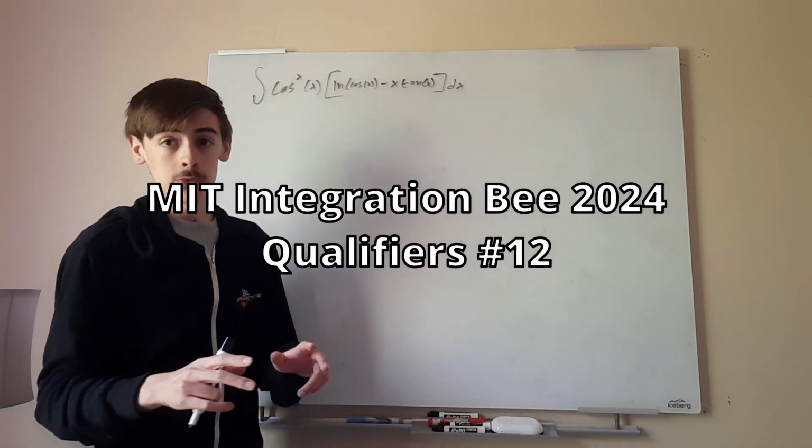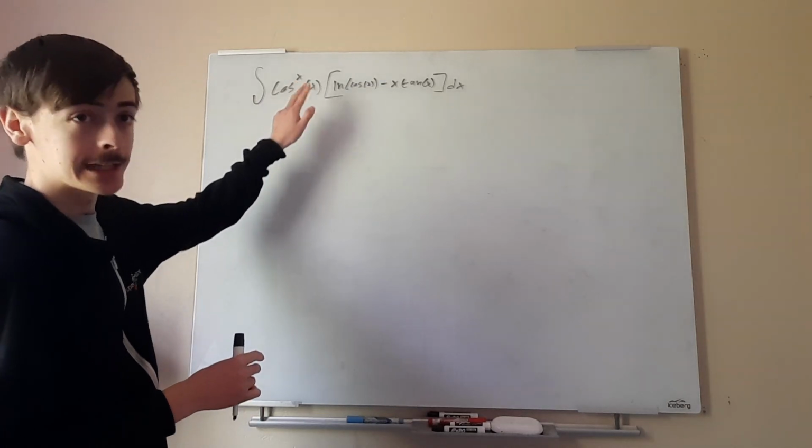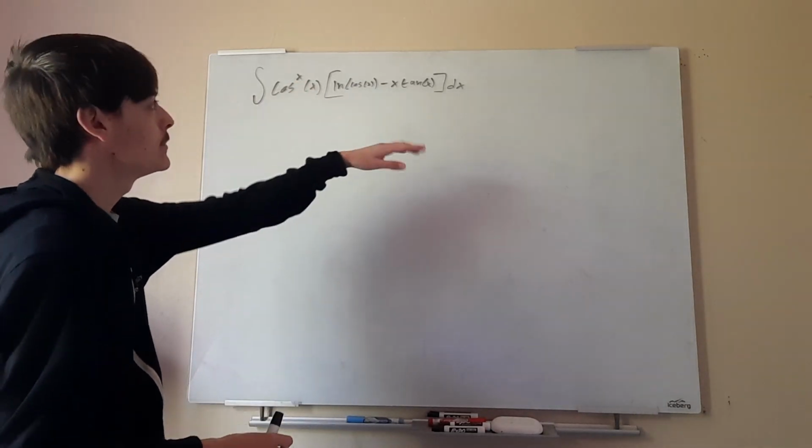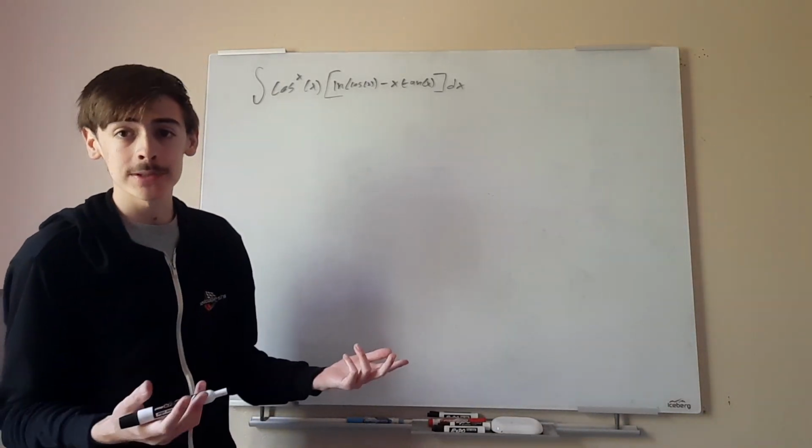Alright, today's integral looks really scary. We have the integral of cosine x to the power of x. That's the scary part. And then times this big mess, ln of cosine x minus x tangent x. So where do you even start with something like this?